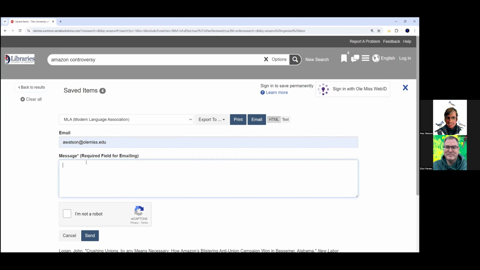You must include a message. The email will not send properly if you don't. So be sure that you type something here. You also have to prove that you're not a robot. If it believes that you're not a robot, everything will be fine. If it doesn't believe that you are a robot, you will have to do a CAPTCHA.